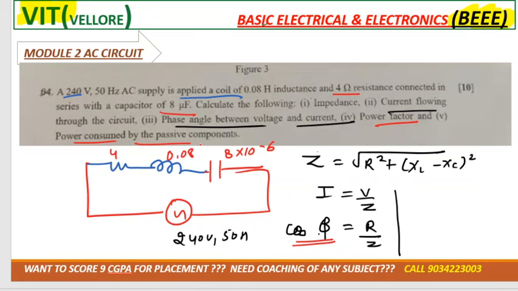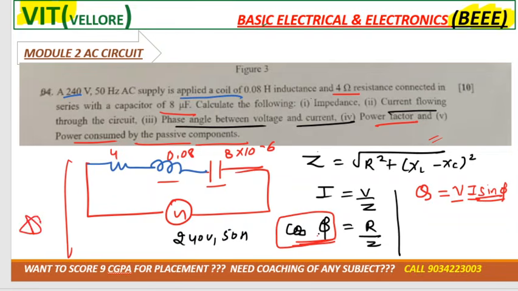Then the power consumed by passive element. Passive element means inductor and capacitor. Power consumed by passive component means they are asking for the reactive power. Remember I told you the three different types of power. Passive component means reactive power, that is VI sin phi. I you already calculated. If you know the value of phi, can you get sin phi? Or if you know cos phi, can you get sin phi? So now you can solve it. Easy.